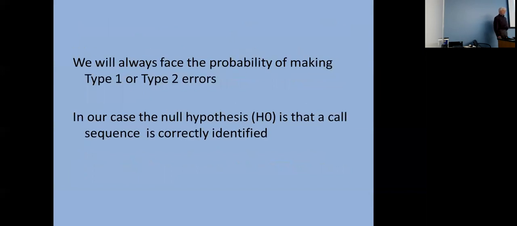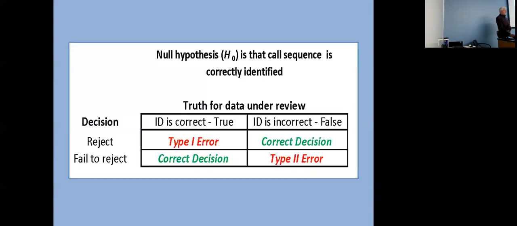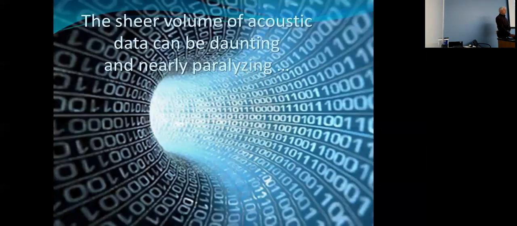You're always going to have a probability of making a type 1 or type 2 error. In the case of a null hypothesis that a sequence is correctly identified, you reject a correct ID, type 1 error, or fail to reject an incorrect ID and assume it's correct, type 2 error. It happens. Just be aware: don't paralyze yourself, don't stop and tear your hair out to make a decision.